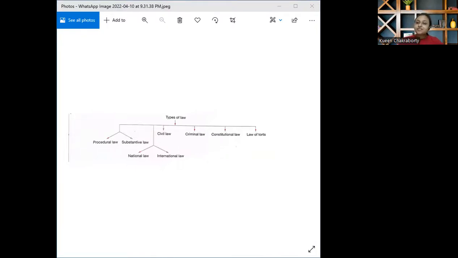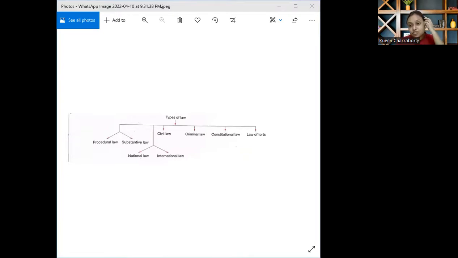Next, coming to substantive law. What is a substantive law? A substantive law determines the rights and obligations of the members of the society. The Indian Penal Code and the Indian Contract Act are the best examples of substantive law.